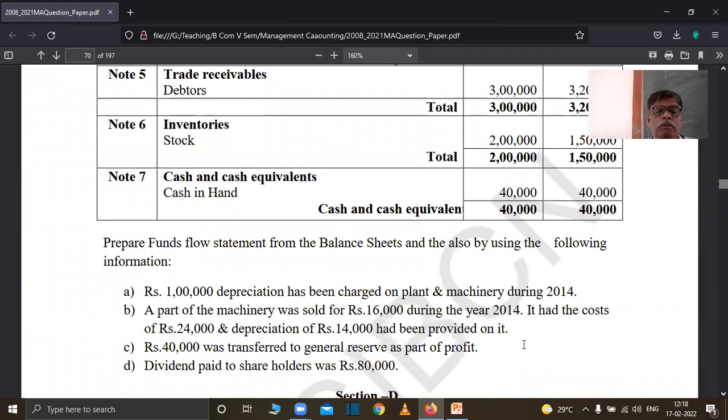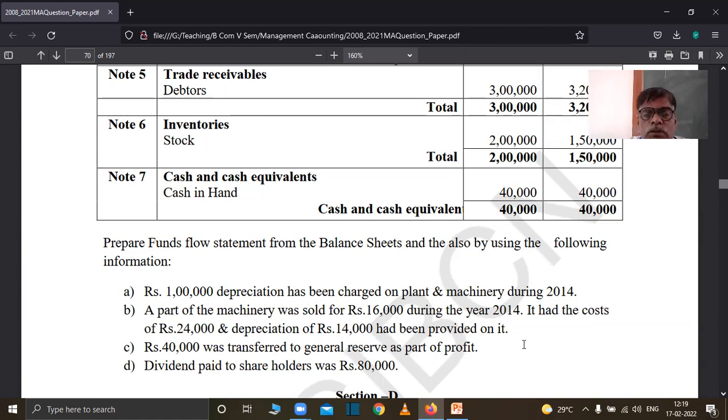Now you see the adjustment. In the adjustment, following information: rupees 1 lakh depreciation has been charged on plant and machinery during the year. During the year, 1 lakh depreciation is charged on plant and machinery. So this depreciation you have to write in the plant and machinery account. Plant and machinery account haakabeku. Depreciation 1 lakh.